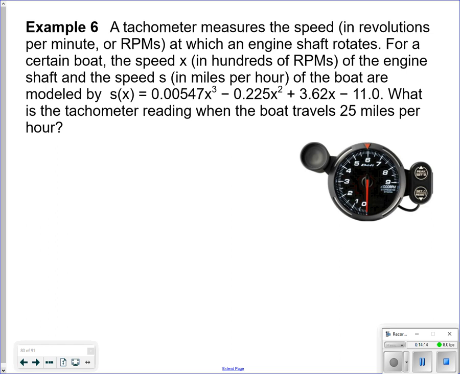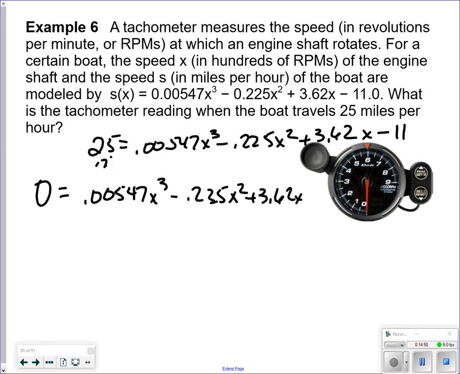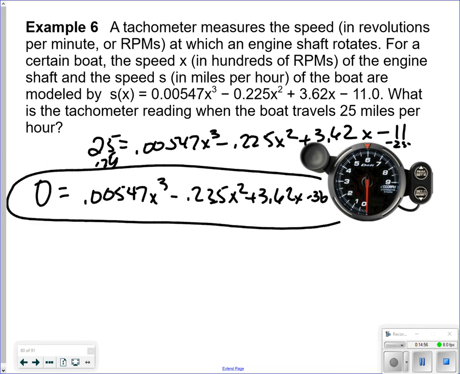So now the speed in RPMs of the engine is the x, and the s is how fast the boat is actually going. So this is actually the s of x. So 25 equals 0.0057x cubed minus 0.225x squared plus 3.62x minus 11. Now I want this to equal 0, so I'm going to subtract 25. So I'm going to have the exact same function plus 3.62x minus 36. So here's the function I want to try to solve.